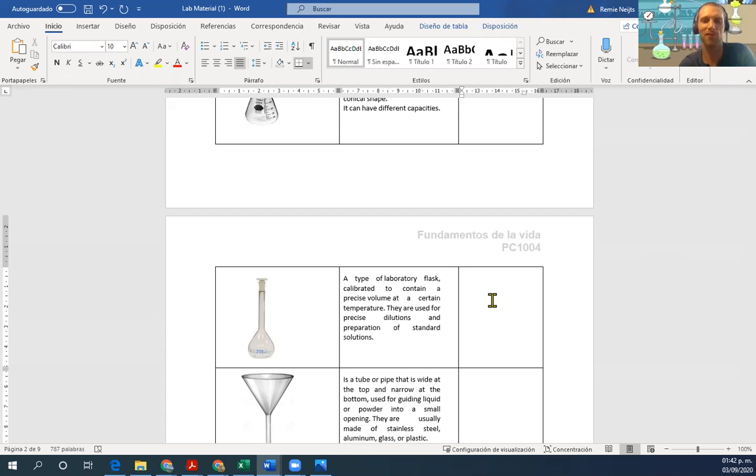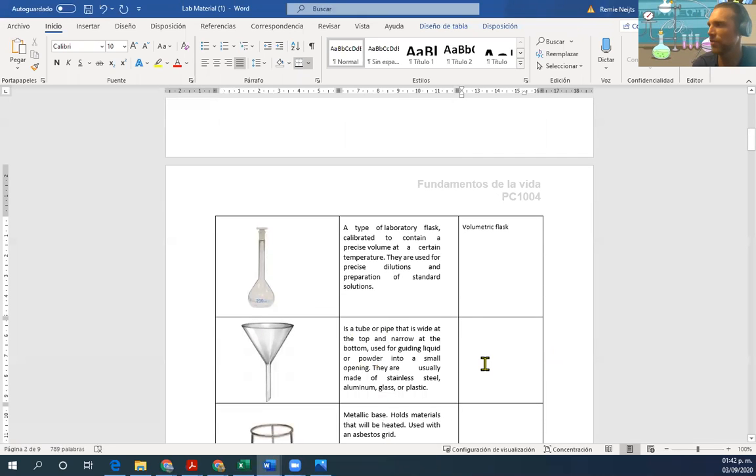Yes, very good, Vera Sofia. It's indeed a volumetric flask because it has a fixed volume, and it's the one that you can be assured gives a very accurate volume. So next one, Soju, what do you think?